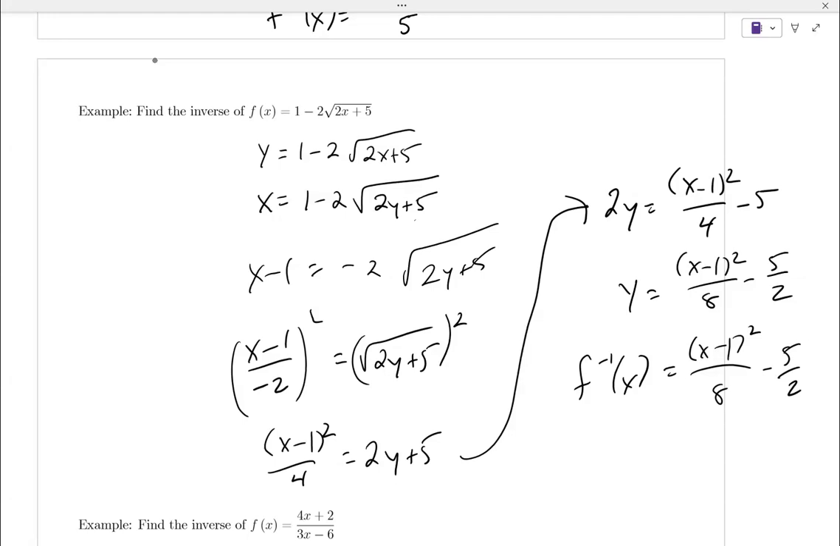Any question on the process there at all? Yes. What is that next to the x minus 1 over 2? That's squaring both sides. Okay, where does the squares come from? I'm trying to undo a square root, so I need to square both sides to undo the square root.